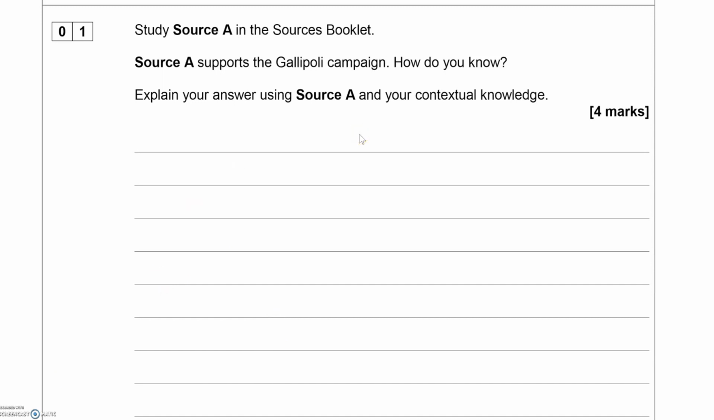What we're going to look at here is the June 2018, so last year's, GCSE paper. We're going to look at the June 2018 question and the source, and I'm going to provide and talk you through an exemplar answer. So, here's the question. Source A supports the Gallipoli campaign. How do you know? Explain your answer using source A and your contextual knowledge.